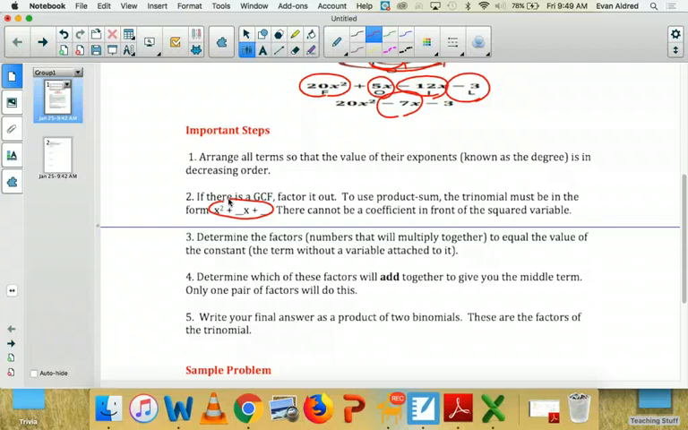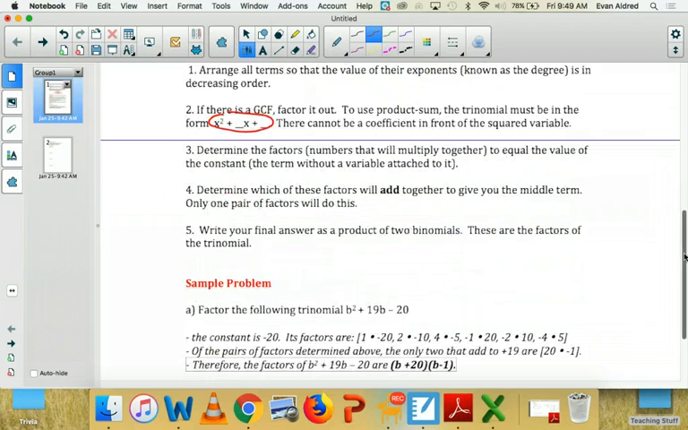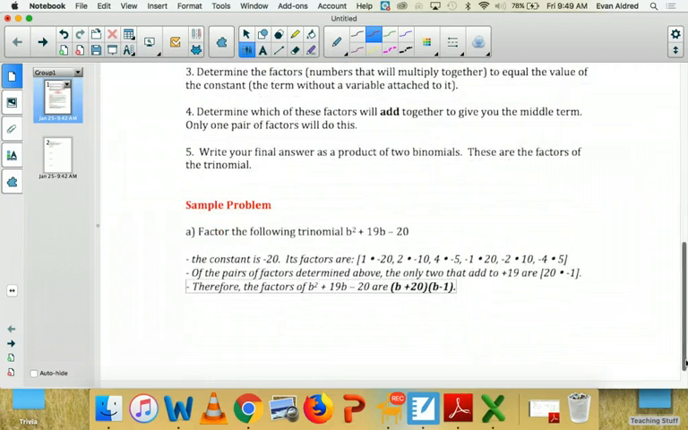Step 3, determine the factors, and this is why it's called product sum, that multiply together to equal the value of the constant. And from those factors, you want to choose the pair that add together to give you the middle coefficient. Only one pair of factors from your list will do that, and we'll list some out in a minute and show how we make that choice. Then step 5, your final step, is you write your final answer as a product of two binomials. That will be the solution, or the factors, of your original trinomial.